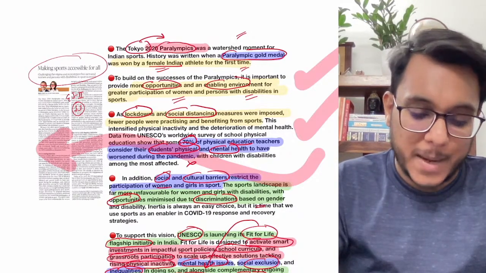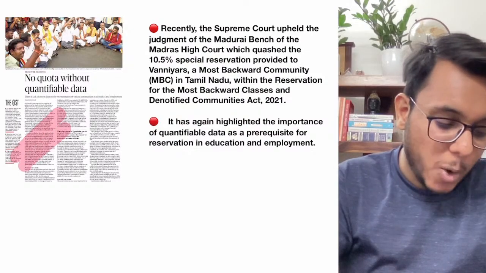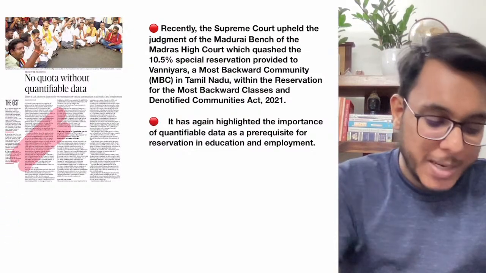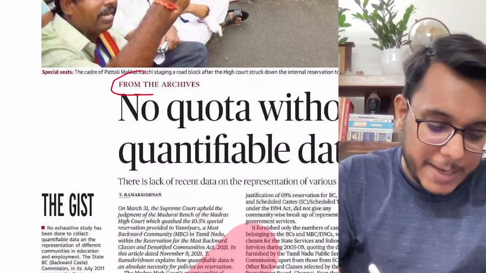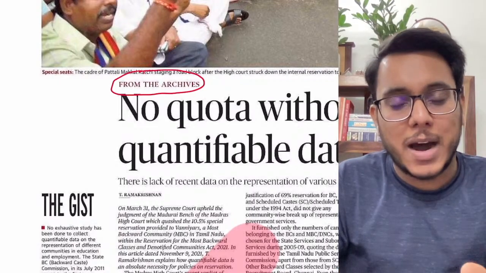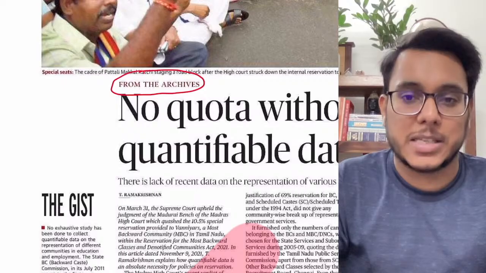Now moving to the next article, no quota without quantifiable data. Now guys, this article is from the archives. It means that it is an old article which was published last year.